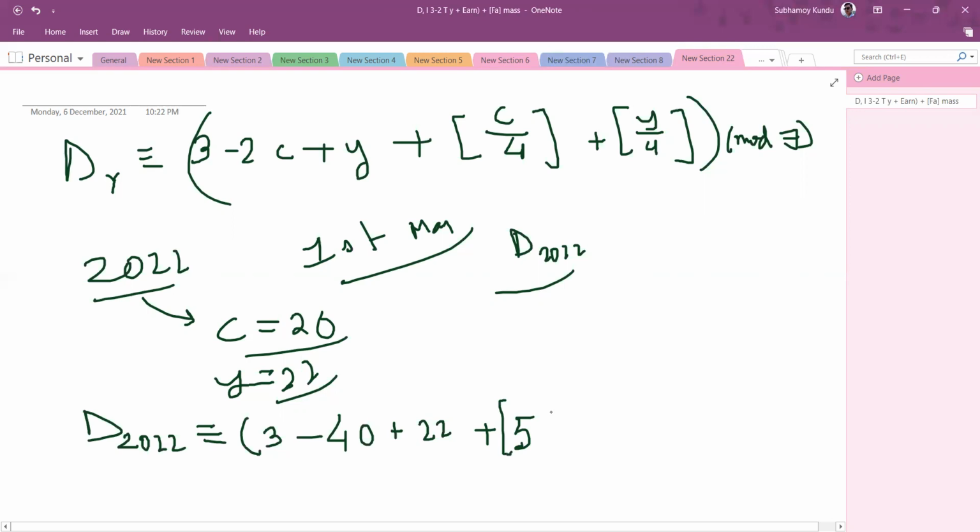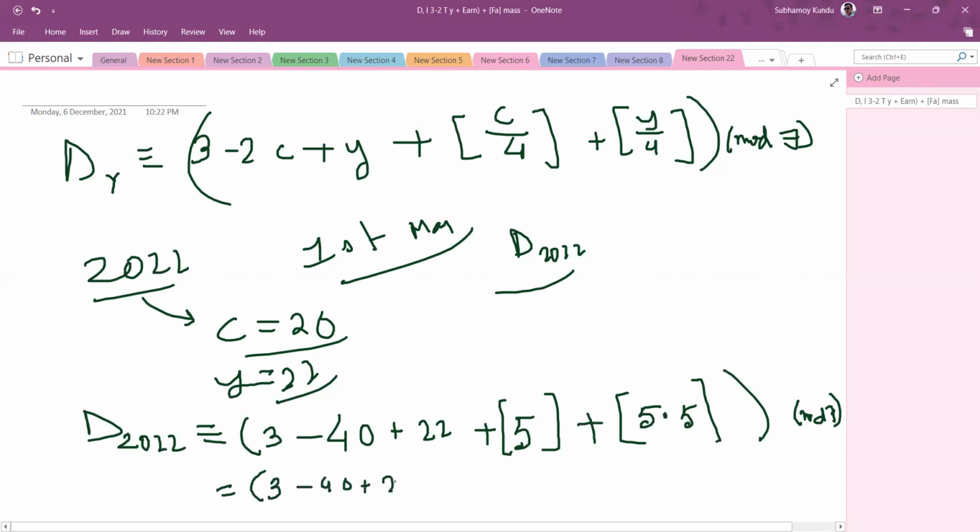Okay, let's use the floor notation. Floor of 5, then it will be y by 4. That means 22 by 4. That would be something like 5.5, of course. So floor of 5.5 is 5. Nothing but 3 minus 40 plus 22 plus 5.